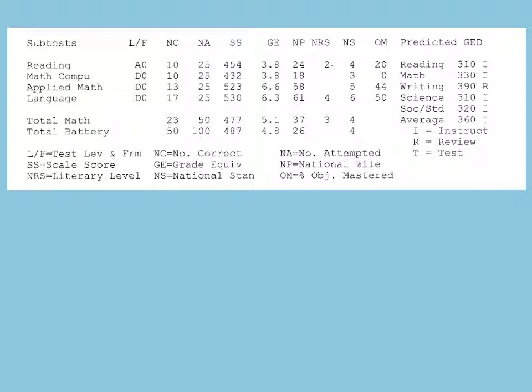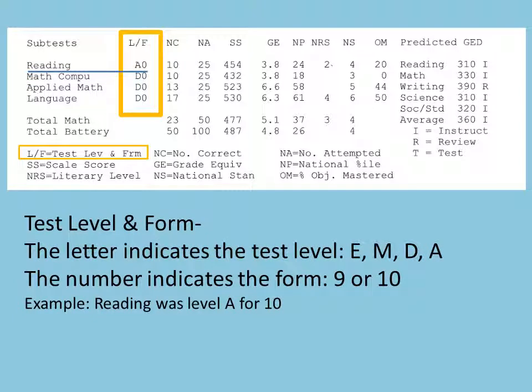Your score printout consists of several scores and values. We'll discuss the ones that mean the most to you as a student. First is the level and form. There are 4 levels that Project Learn uses: E, M, D, and A being the highest. There are 2 forms or versions. These are 9 and 10. That's why the test is called the Tabe 9 and 10.